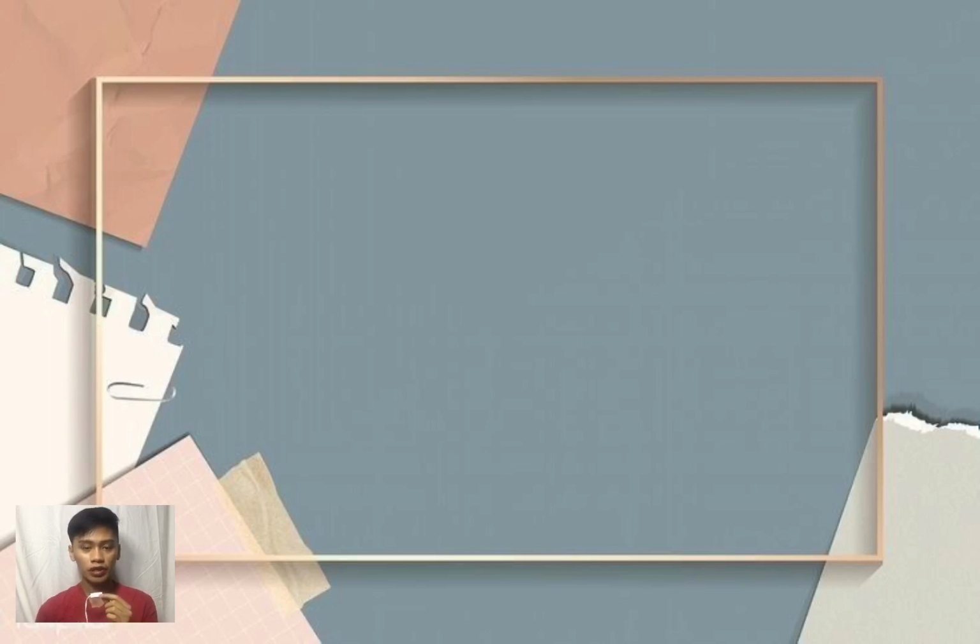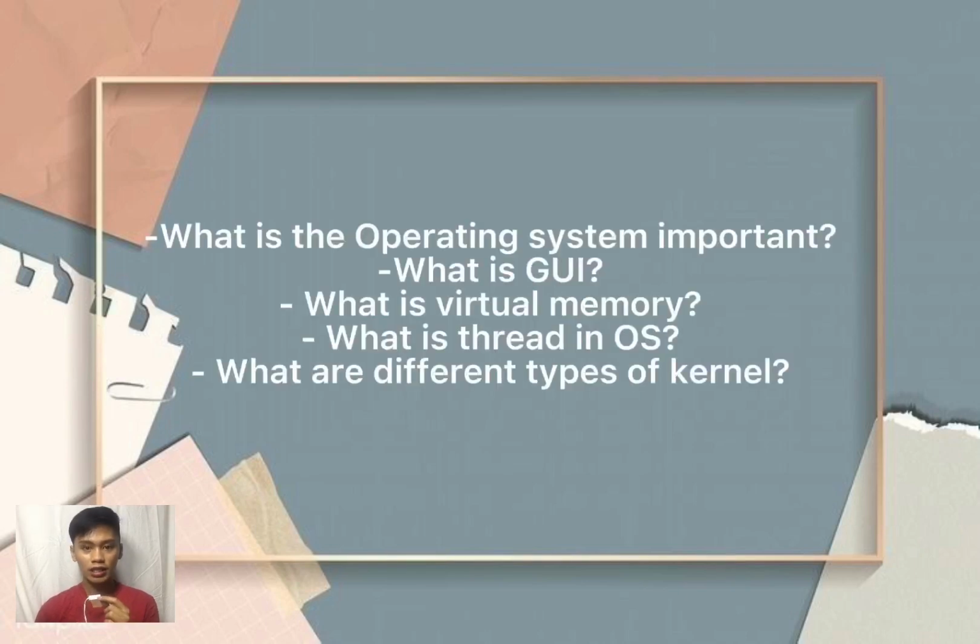The topics that I have chosen are: what is the operating system important, what is GUI or the graphical user interface, what is virtual memory, what is thread in operating system or OS, and what are different types of kernel.